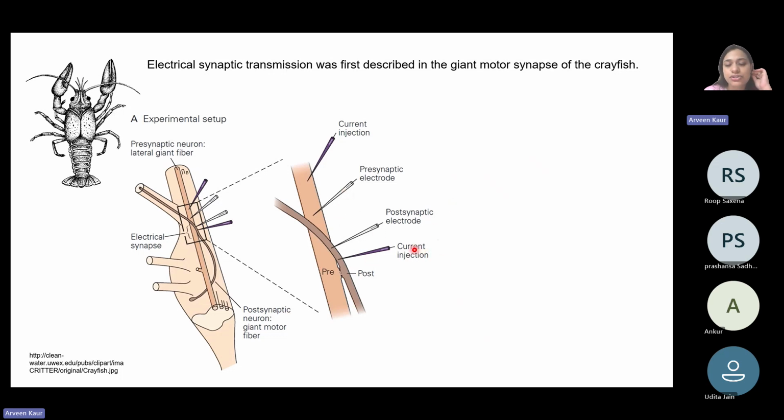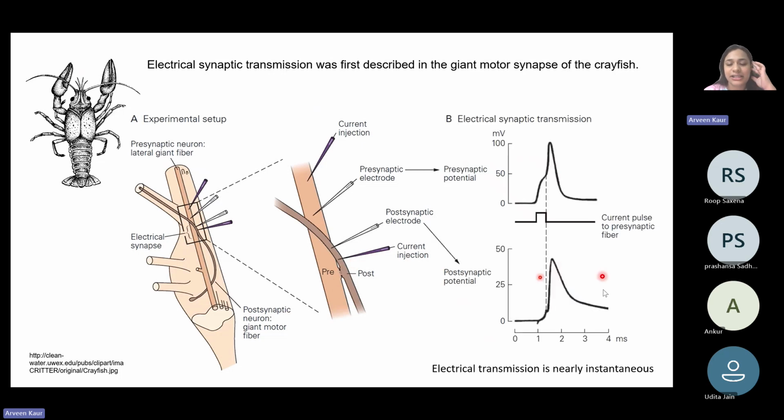So in case the current was injected in the postsynaptic one, there were some changes in measurement in the presynaptic electrode also, and in case the injection was in the presynaptic axon, then also there was some change in the postsynaptic electrode potential. So that is how we know it is bidirectional, right? So electrical synaptic transmission happens somewhat like this. This is presynaptic and this is postsynaptic. Electrical transmission is nearly instantaneous.